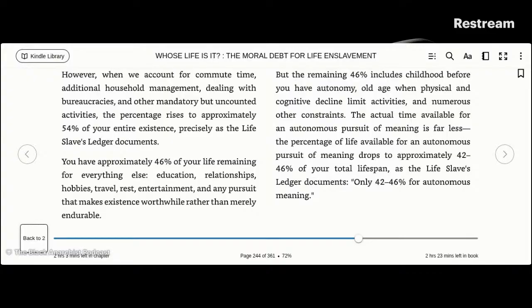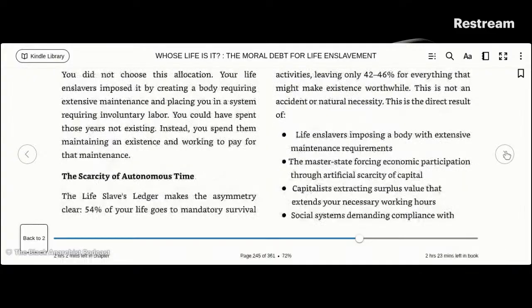Only 42 to 46% for autonomous meaning. You did not choose this allocation. Your life in slavery was imposed by creating a body requiring extensive maintenance and placing you in a system requiring involuntary labor. You could have spent those years not existing. Instead, you spent them maintaining an existence and working to pay for that maintenance. The scarcity of autonomous time.